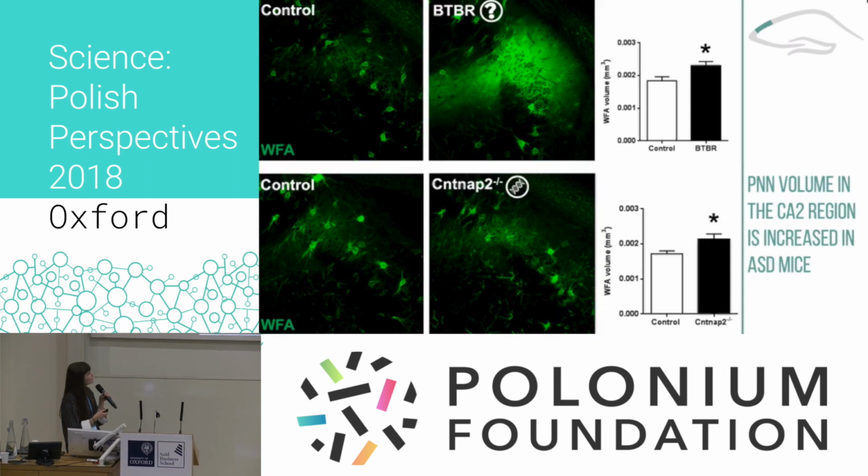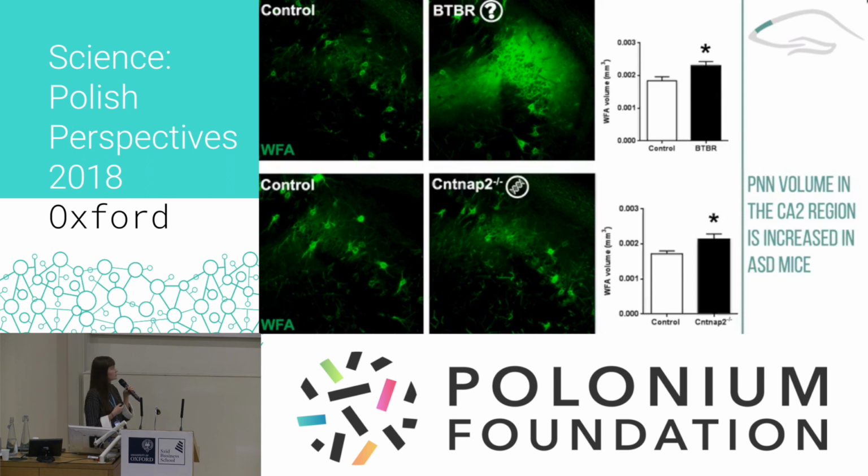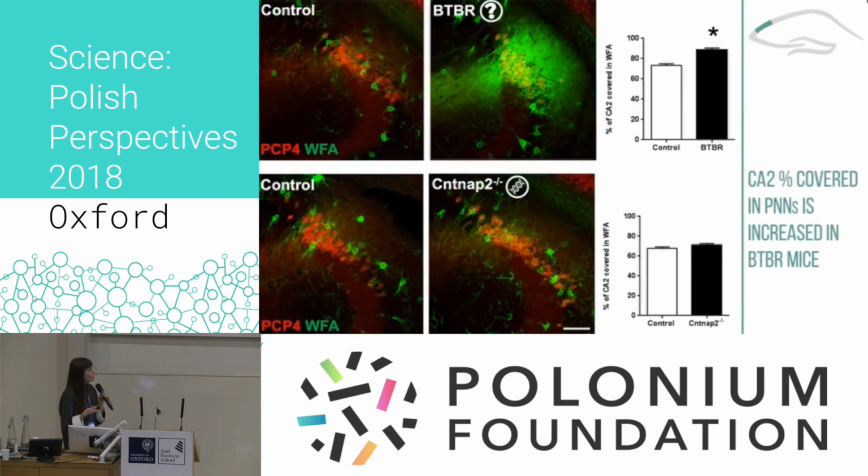And what you can see here is the CA2 region, the same region responsible for social behaviors. And you can see how the volume of perineural nets in these mouse models of autism is increased. So basically, it means that the region with this increase is becoming less plastic, more rigid, and it can form fewer connections with other brain regions.